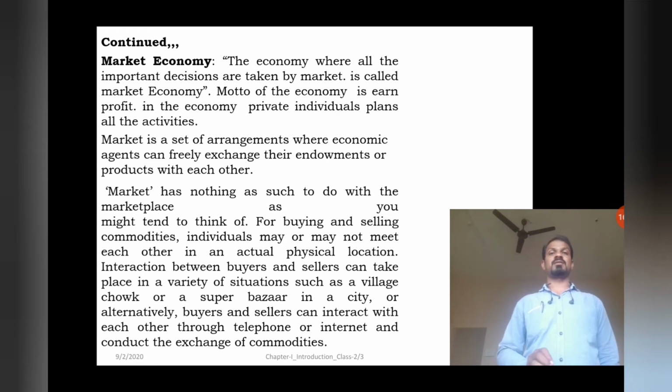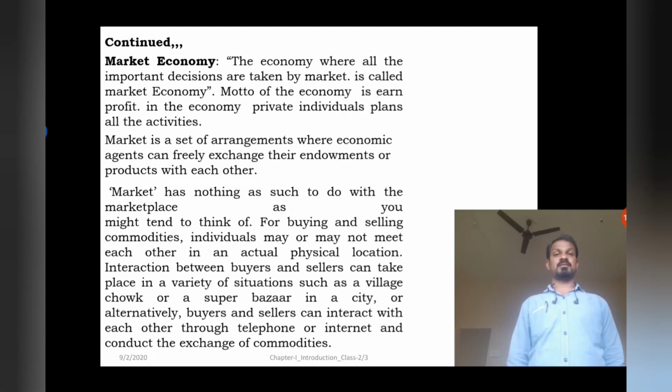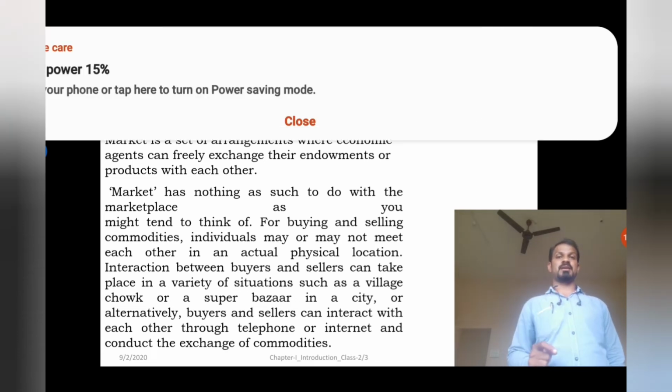Here we are often using the term market, so let us define what a market is. A market is a set of arrangements where economic agents can freely exchange their endowments or products with each other. Economic agents means producers, sellers, consumers, all as economic agents who can freely exchange their endowments. Endowments means products or articles. They can freely exchange those among themselves. That kind of arrangement, that kind of set, is called a market.